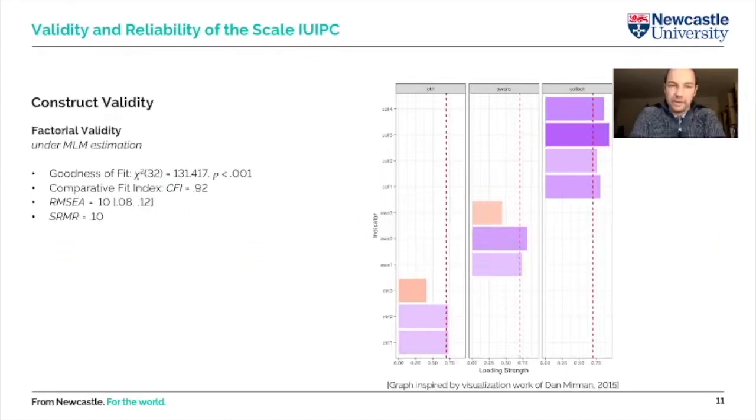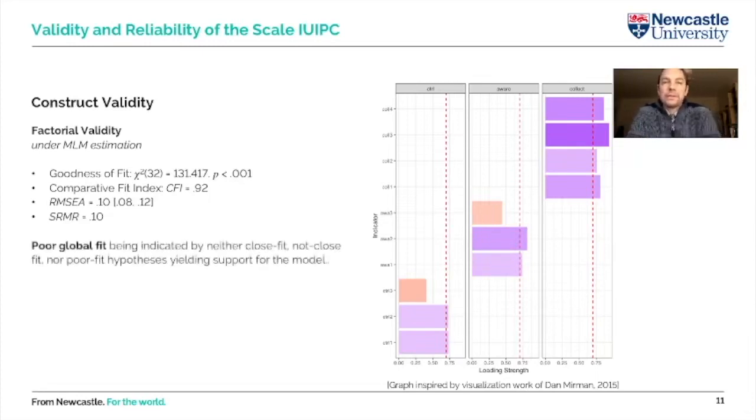When it comes to construct validity, we're looking at factorial validity under an MLM robust estimation as a baseline for the different models. I'm giving you the factor loadings over here as a context for that. Now, what we found was that the goodness of fit with the chi-squared was statistically significant. That is not supporting the model. The comparative fit index, CFI, was 0.92, also not in favor of the model. And then the root mean squared error of approximation, RMSEA, was at 0.10, and the standardized root mean squared residuals were at 0.10 as well. Both of those metrics are indicating a poor fit.